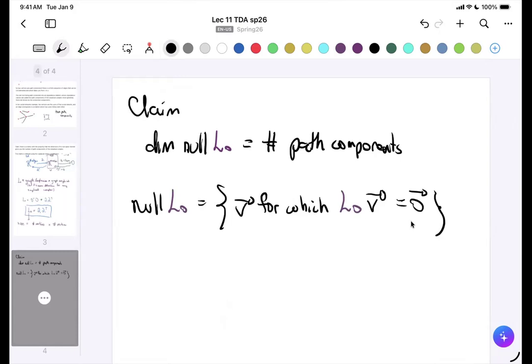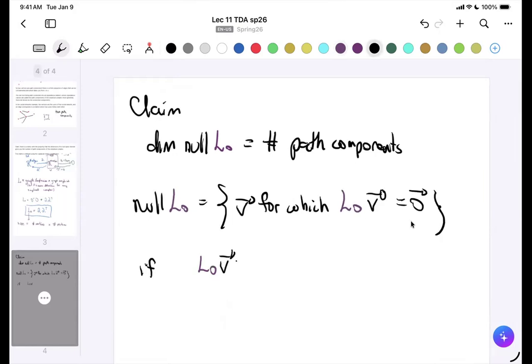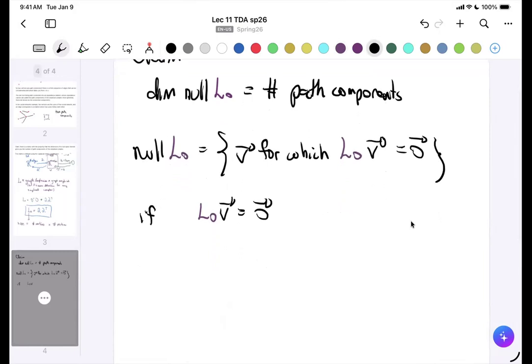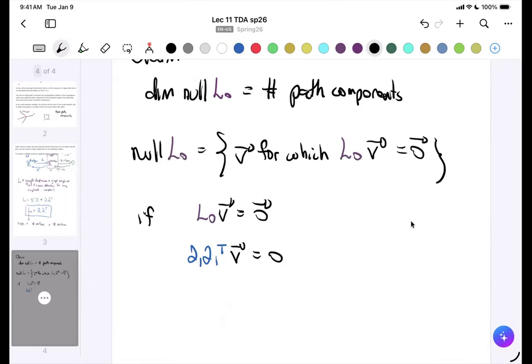Now, in this particular case, what happens if L0 times v equals zero? This is going to be useful. What is L0 in this case? L0 is just this matrix times its transpose, right? Again, the matrix just happens to have a funny looking name, but you could have called this matrix A or B. It really is just a matrix. It just has this funny looking notation. Okay?